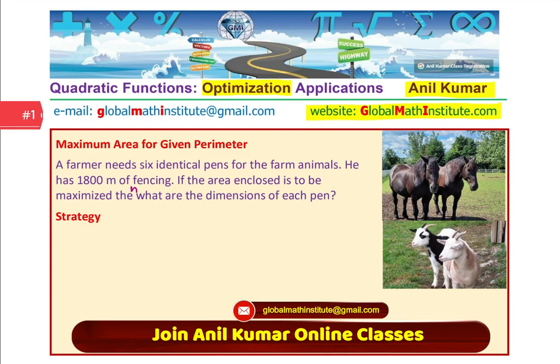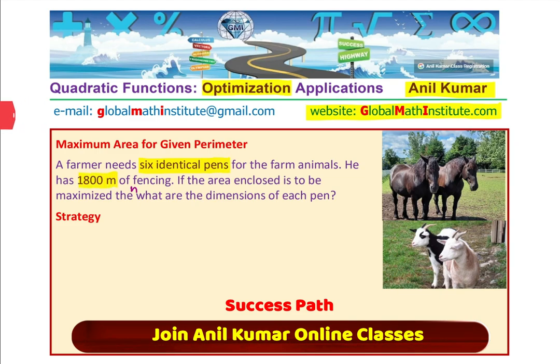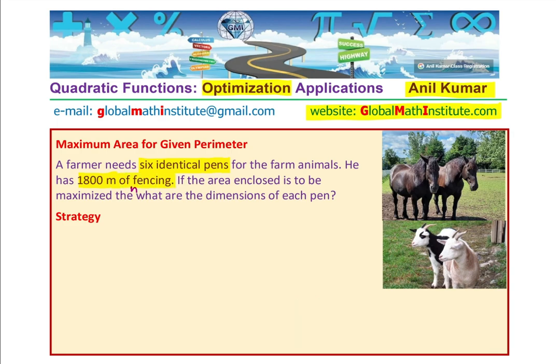So we are looking at a few key things here: a farmer has a fence and he needs to make 6 identical pens. And the fencing is 1800 meters, so that becomes the perimeter. And what we need to do is maximize the area of each pen, right? So we need to find dimensions for maximum area.